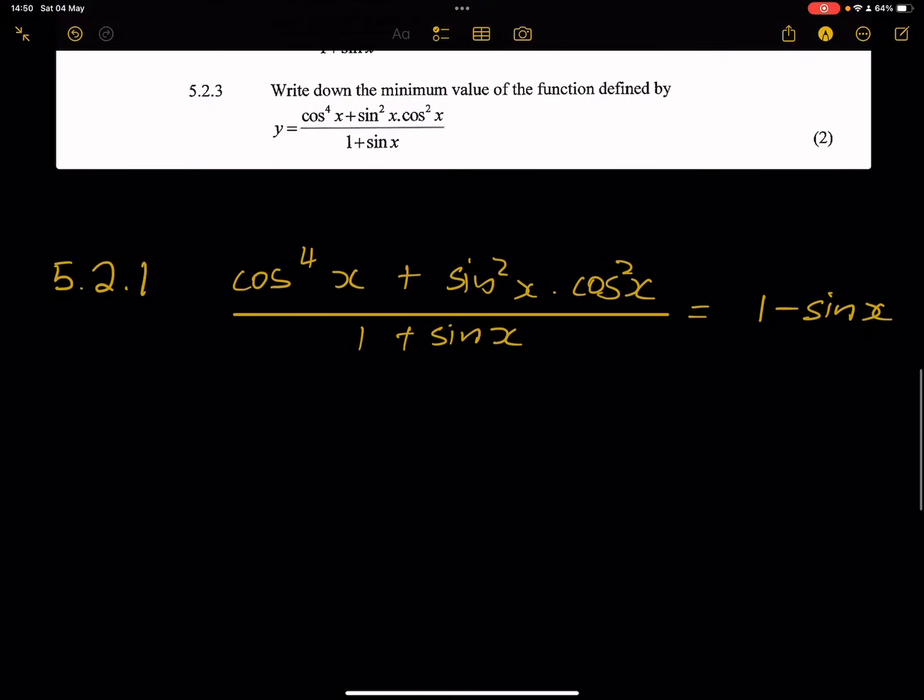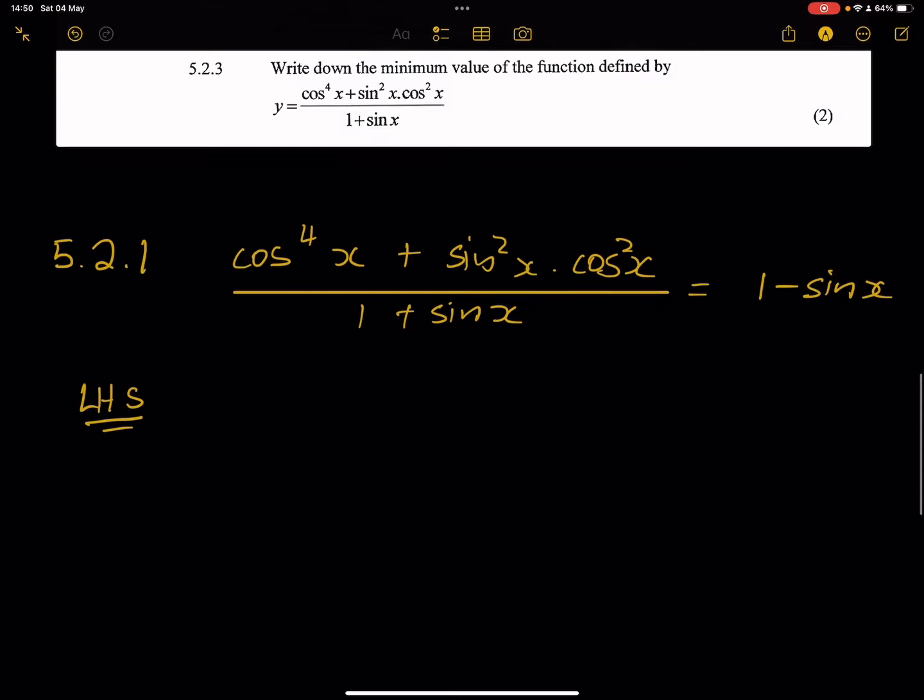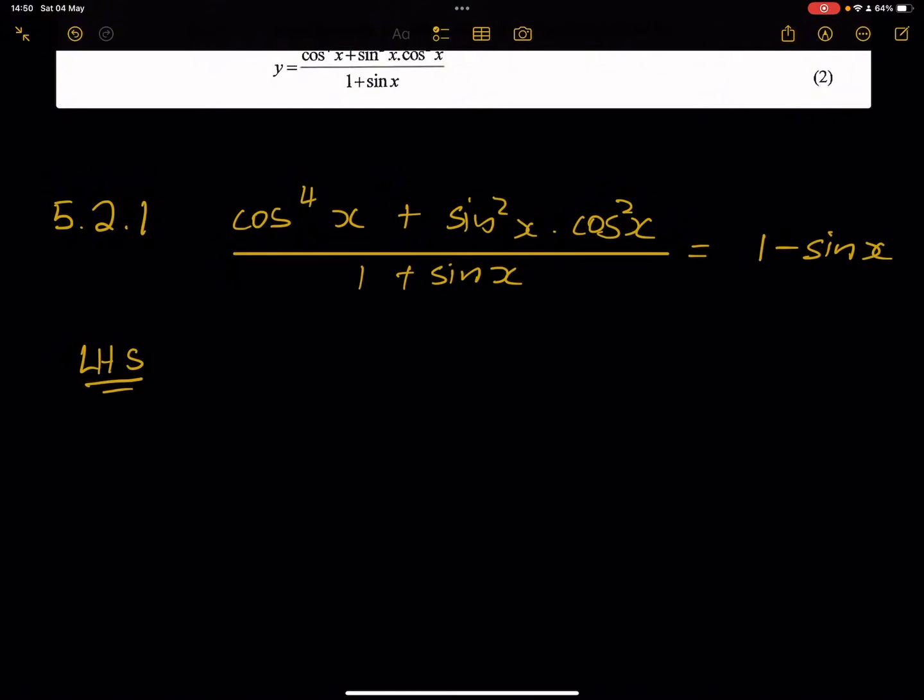Now, I'm going to work from the left-hand side. So on the left-hand side, we're given that entire expression. There's nothing that I can do on the right-hand side. Everything is in terms of sine and cos. We've got sine there, and in this case, we can't just leave it as is. But on the left-hand side, I see I've got cos there and cos, so I can take out a common factor in my numerator. And what's my common factor? That's cos squared of x. And so what would I be left with?